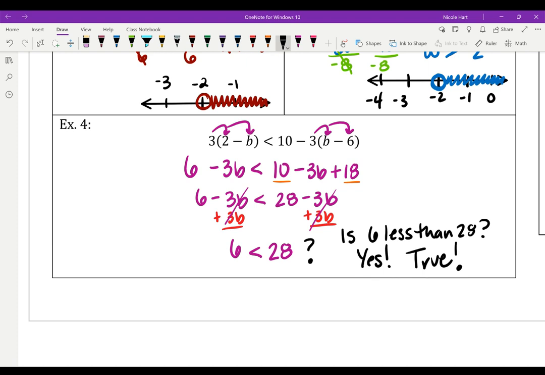So if something like this occurs and you're just left with numbers and it's a true statement, so like 6 is less than 28, which is true, you are going to have infinite solutions. So this is a special case. And we're going to talk about another special case here in a second. If your variables disappear and you are just left with numbers and the statement is true, 6 is the smaller number, so it is less than 28, then it will have infinite solutions.